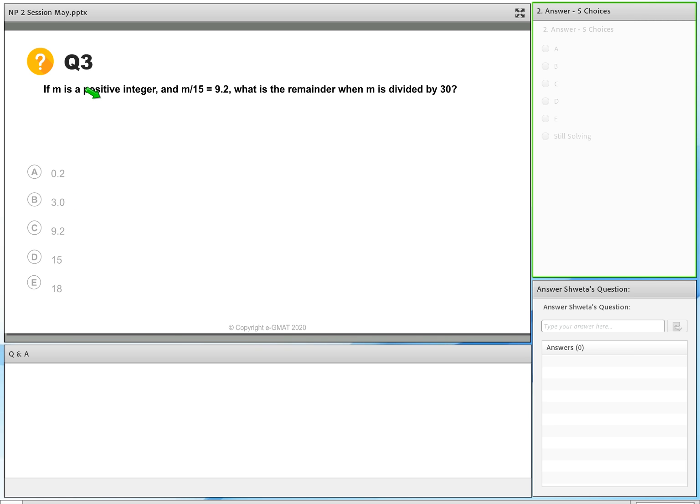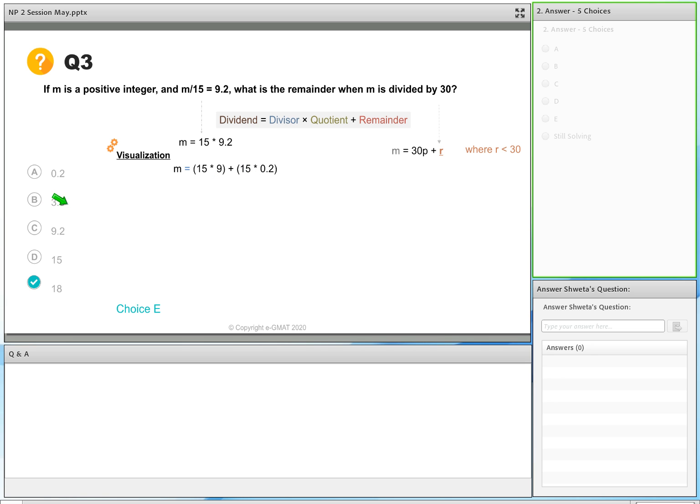Let's see what happened. M by 15, 9.2. Again, it's the same story. What's the remainder when M is divided by 30? So when you begin writing this, this is how you break this down, the 9.2 into 9 and 0.2. So this 15 times 0.2, this becomes 3. Now what I think is that this is the 3 that you carried on. This is for all those people who marked B. You thought, okay, this is going to be the remainder. Why? Because I can just write this 15 times 9 as 15 times 2 times 4.5. So 30 times 4.5 plus 3.